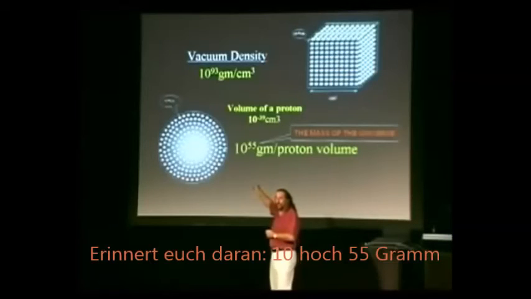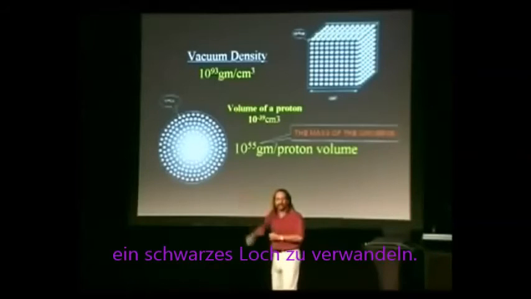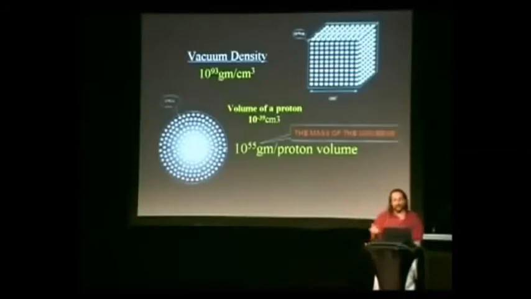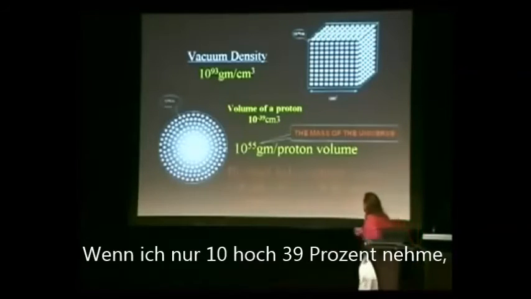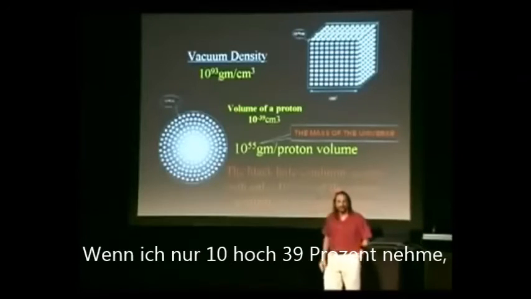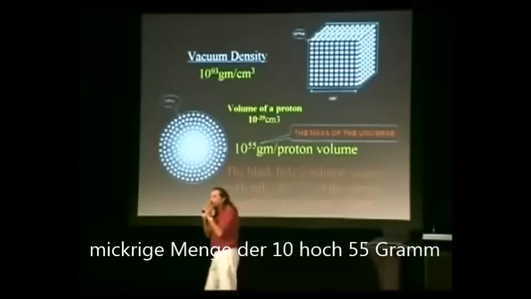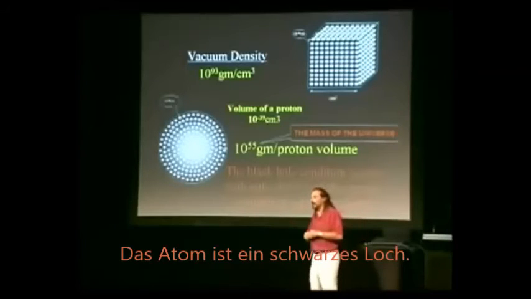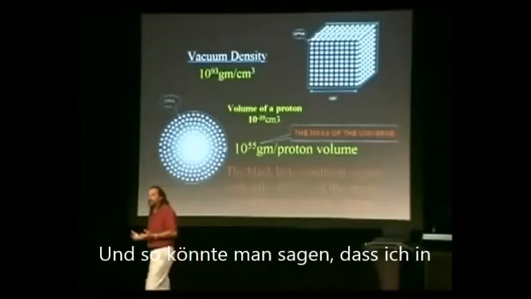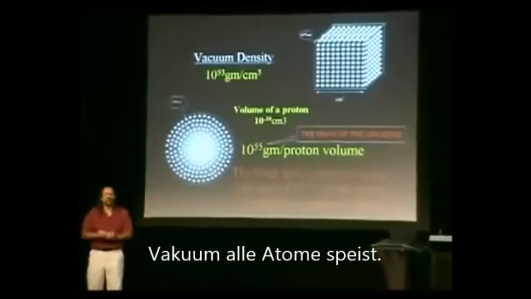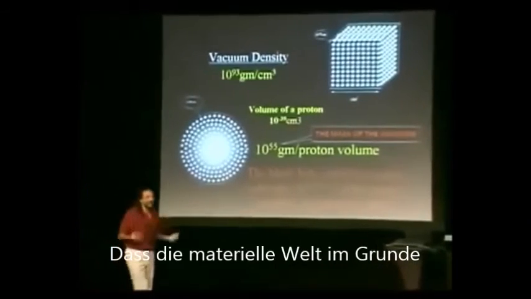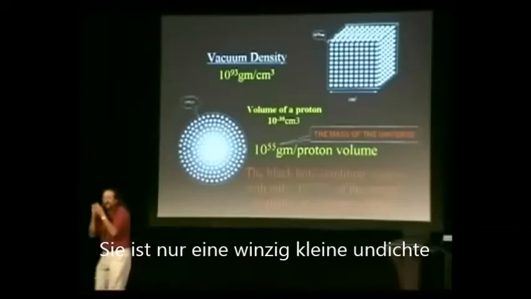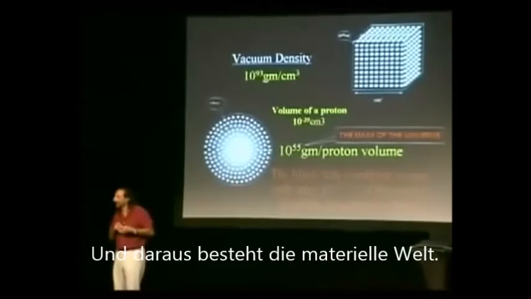Remember, 10 to the 55th gram is enough to make the whole universe a black hole. So obviously, if I take all of that as the mass of the unit of the proton, no doubt the atom is a black hole. But actually, how much of that do I need to take? Very little. In fact, if I only use 10 to the minus 39% of that 10 to the 55th grams of energy, the proton becomes a black hole. The atom is a black hole. And so in this paper, in some ways, you could say that I'm saying that the vacuum is feeding all atoms. That the material world is basically 10 to the minus 39% of the energy of the vacuum. It's just a little teeny weeny leak of the vacuum, and it makes up the material world.